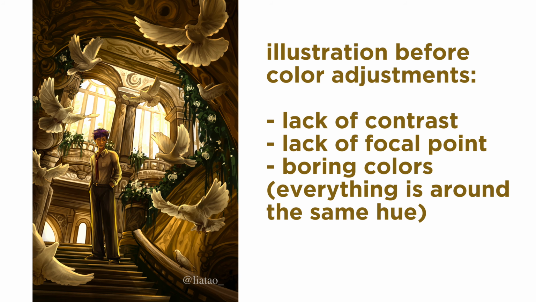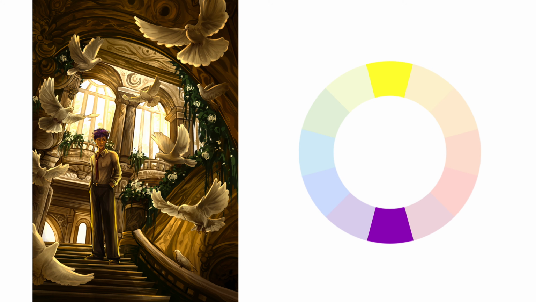Here's a piece that I did of Thanos from Squid Game before any color adjustments. The rendering's nice, but there's not much contrast. So, what can we do to push the colors? This piece is mostly yellow and gold. Remember, opposites attract, so it's probably a good idea to include some purple here.